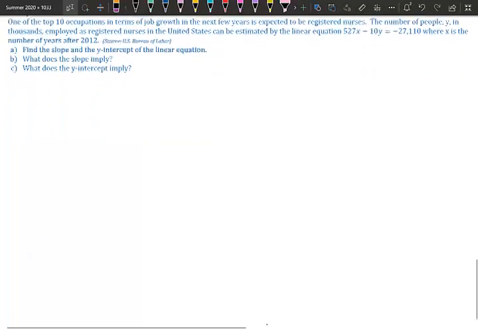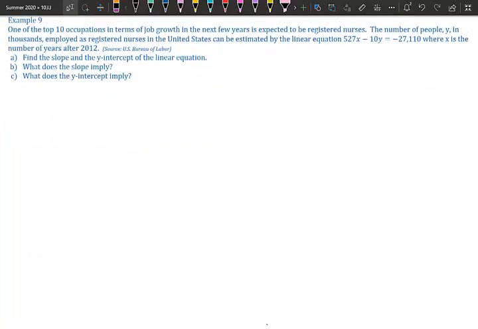One of the top 10 occupations in terms of job growth in the next few years is expected to be registered nurses. The number of people y in the thousands employed as registered nurses in the US can be estimated by the linear equation 527x minus 10y equals negative 27,110, where x is the number of years after 2012. Find the slope and y-intercept. What does the slope imply and what does the y-intercept imply?